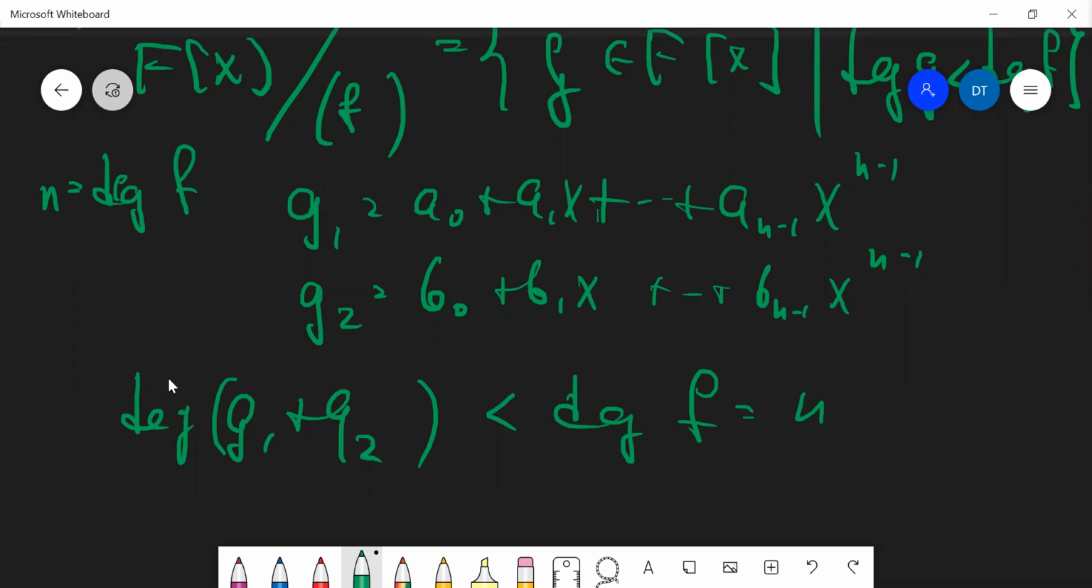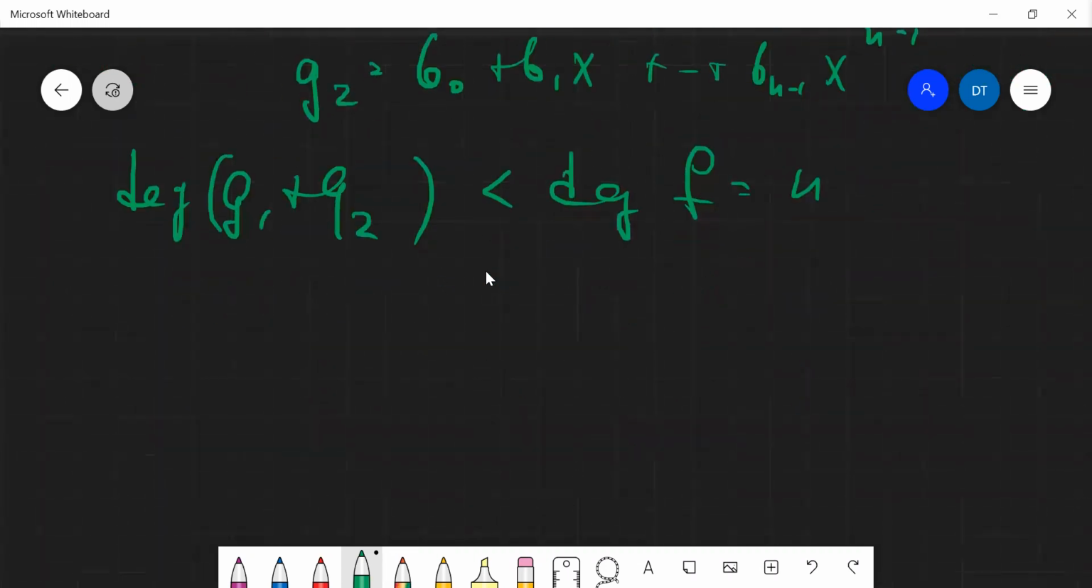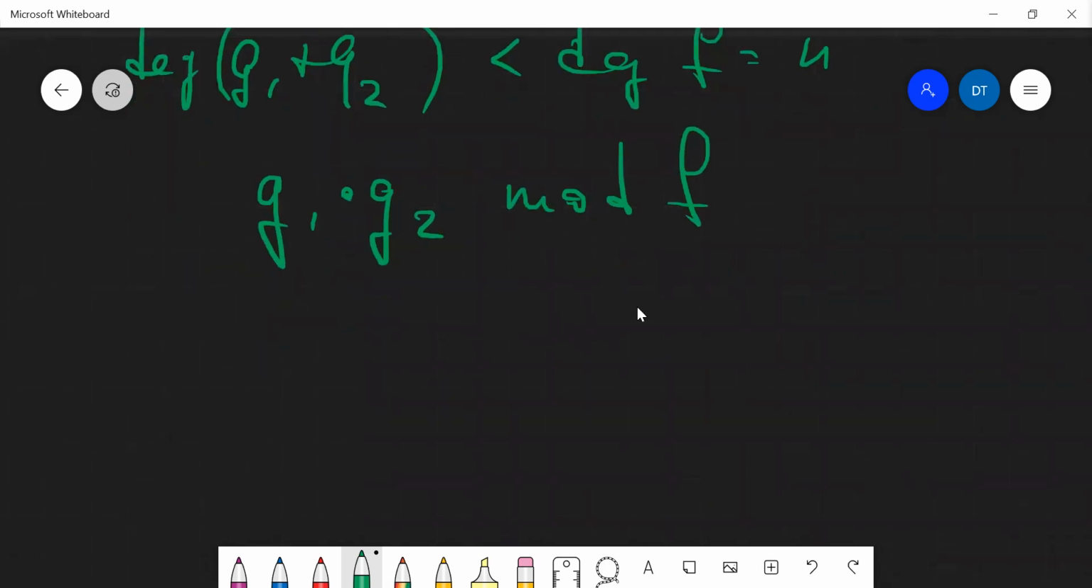Now, what about multiplication? Well, if you take just the product of these two polynomials, then the degree need not be smaller than n. It actually can be larger than the degree of f. So in order to make the product well defined, you take multiplication modulo f. What does it mean? You multiply g1 by g2 and then divide by f with a remainder.